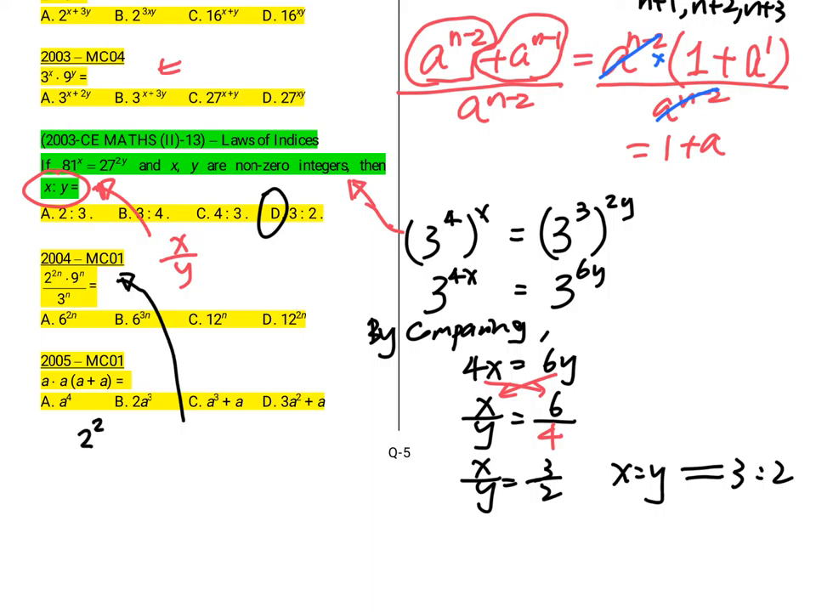Once again, you have to change it to 2 to the power 2n times 3 to the power 2n, and then over 3 to the power n. And then here you need to simplify this part first.